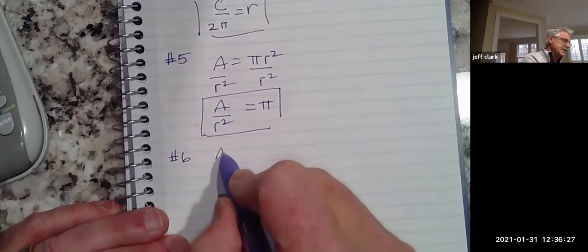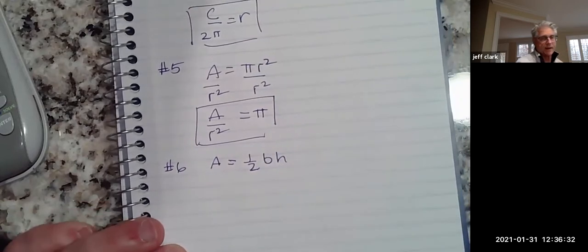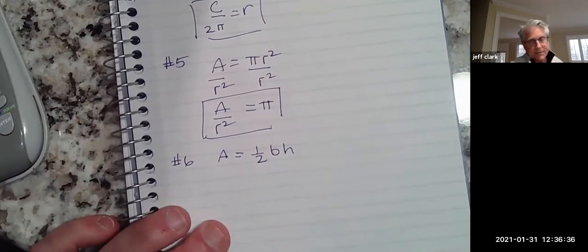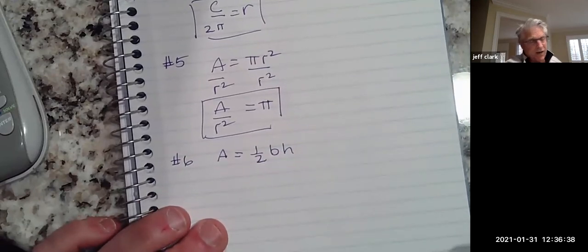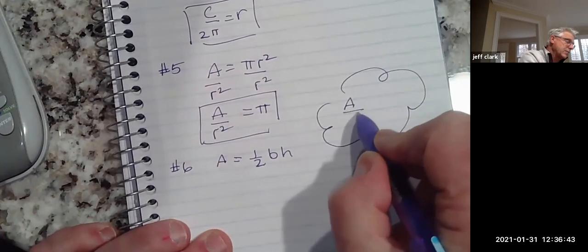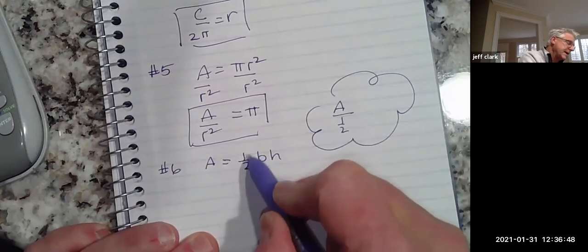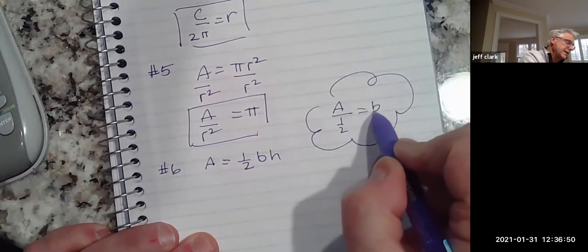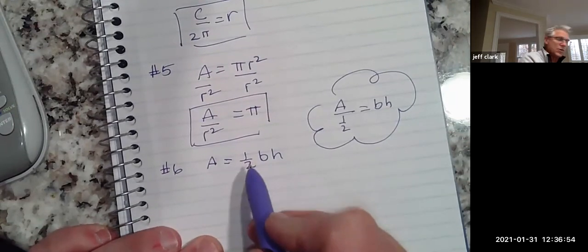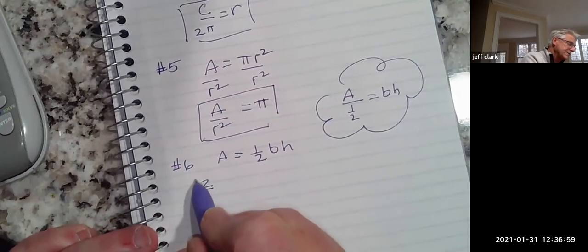Number 6 has A equals a half times BH. Now this is the formula for the area of any triangle. Okay, now get rid of the fraction. You could divide by a fraction, but it looks kind of weird like this. If you divide A by 1/2, you'd probably mess that up. I'm not going to do it that way. I'm going to say multiply by the reciprocal of 1/2. Now the reciprocal of 1/2 is 2 over 1.